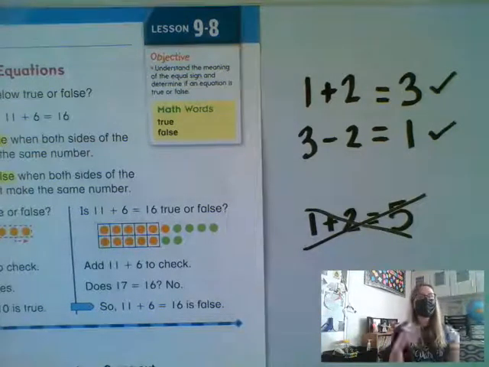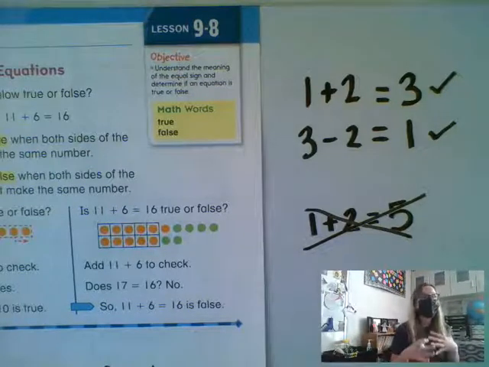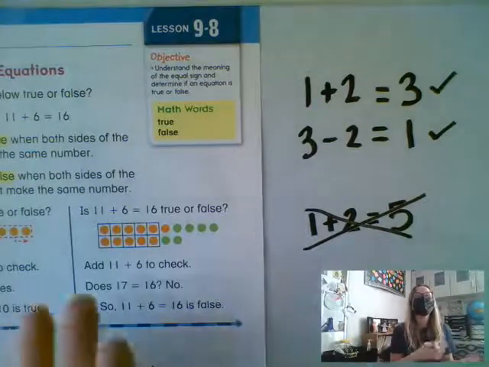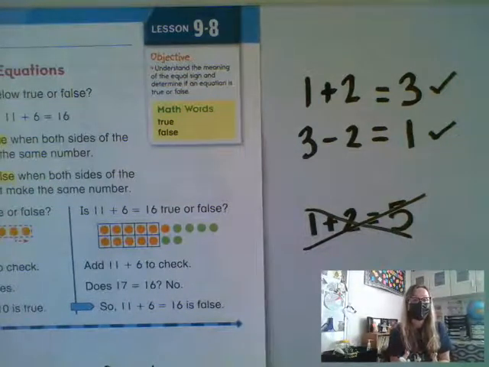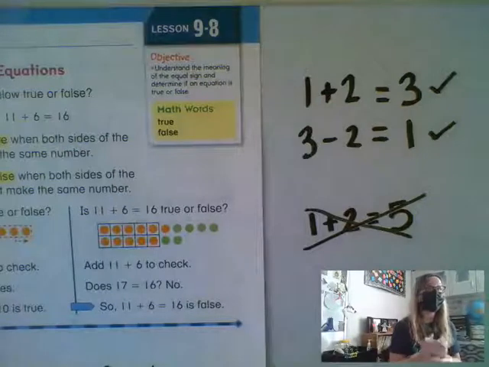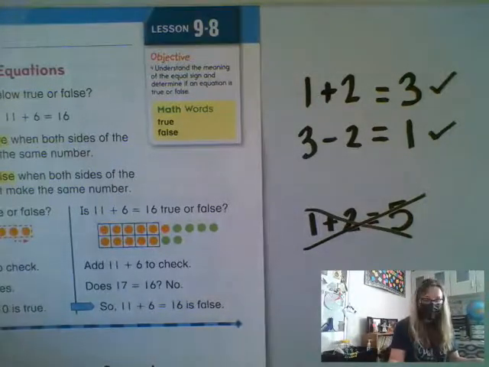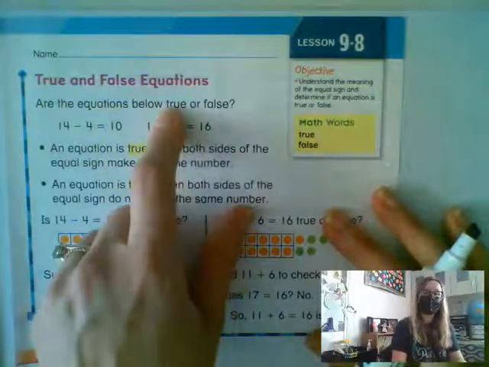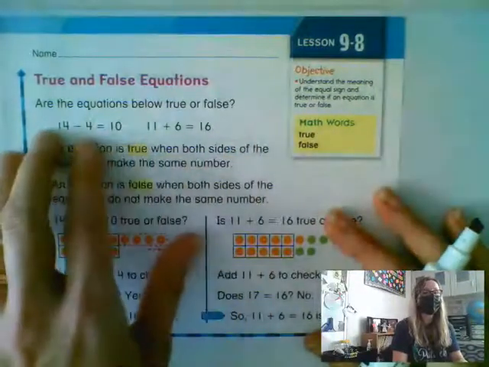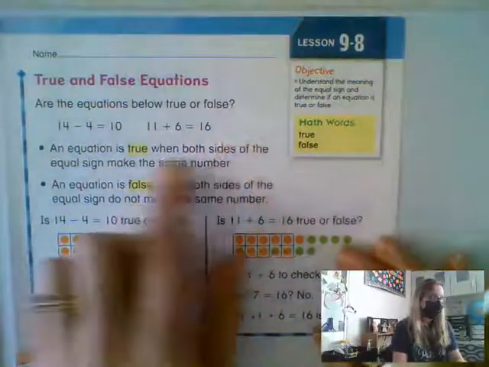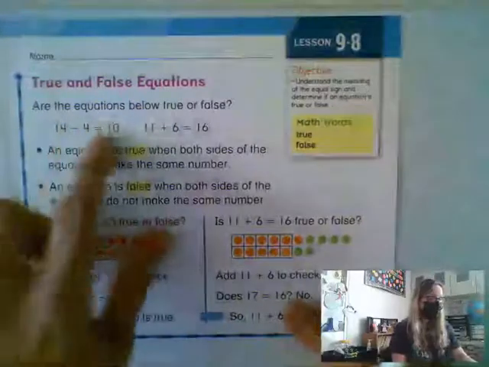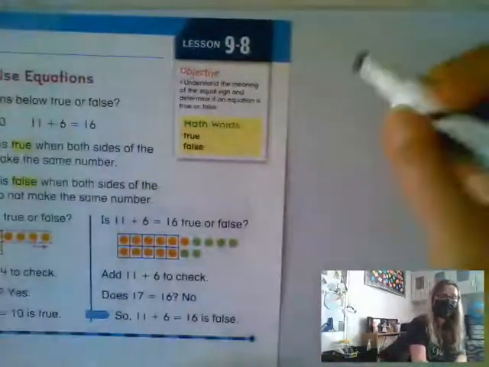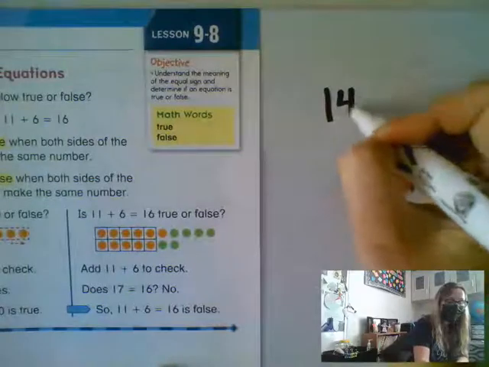So now that we've been practicing adding and subtracting, we are going to work on looking at number sentences that have the equal sign, so looking at equations, and we're going to decide, is this the correct answer? Is it true? Or is it the incorrect answer, Jacob? Is it false? So if we look now on the top of page 363, it says, are the equations below true or false? So they're asking us, are these answers correct or incorrect? So an equation is true when both sides of the equal sign are the same, and it is false when they are not.